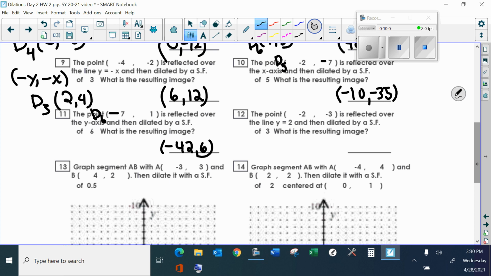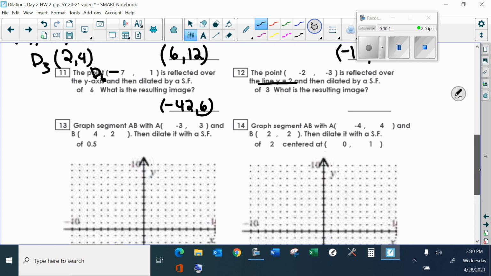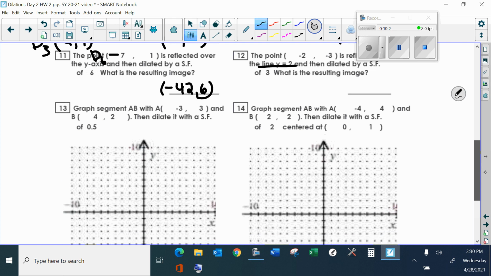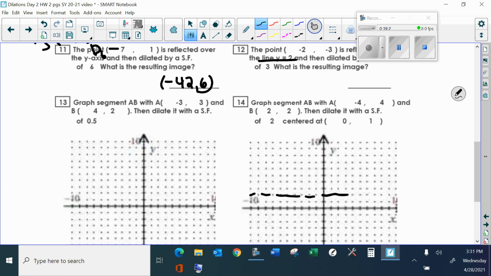The point (-2, -3) is reflected over the line y equals 2 and then dilated by a scale factor of 5. What's the resulting image? So this has got no rule. This is over the line y equals 2, so I have to actually plot this now. I'll use this graph down here before I have to use it for 14. So y equals 2, I have to know that's a horizontal line at y equals 2. I'm reflecting (-2, -3) right there. So that's a total of 5, so I have to add 5 to it. 1, 2, 3, 4, 5 right there. So that is (-2, 7).